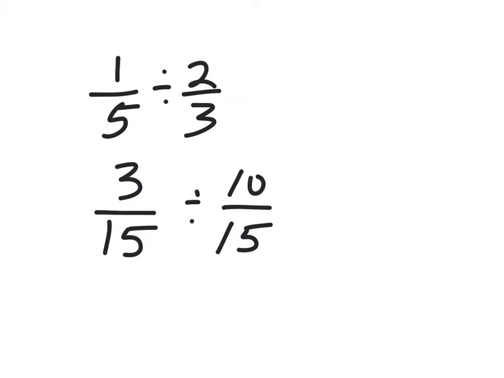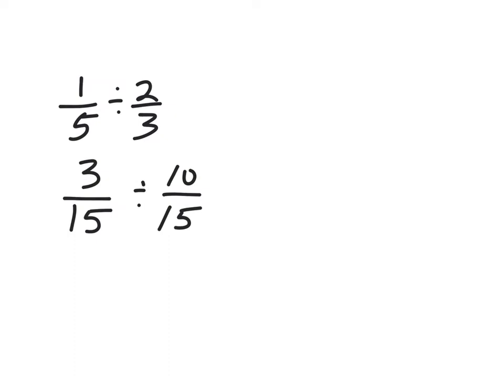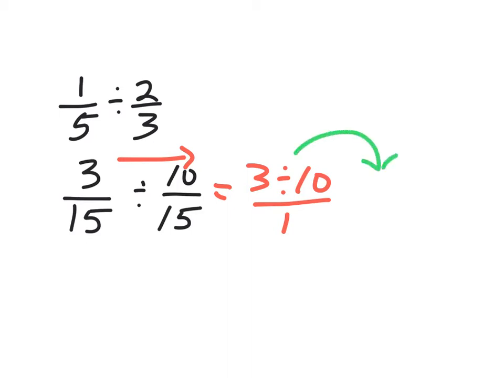The next thing I'm going to do is divide across. So I would be doing 3 divided by 10 over 15 divided by 15, which is 1. So instead of doing this step, I'm going to express my 3 divided by 10 as 3 over 10. I can drop the 1 because anything divided by 1 is itself. So therefore, 3/15 divided by 10/15 equals 3/10.